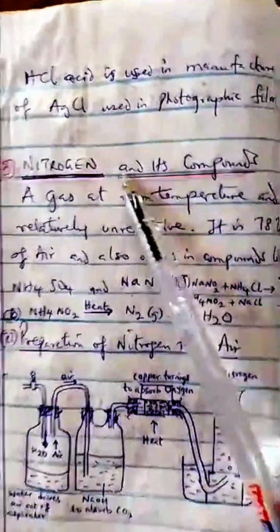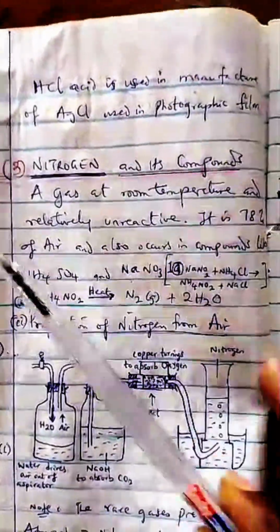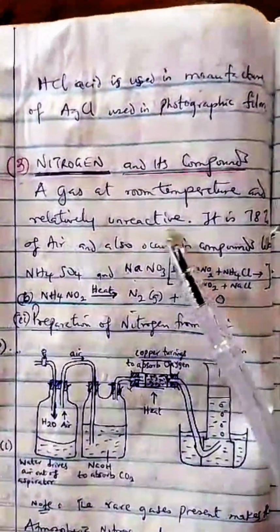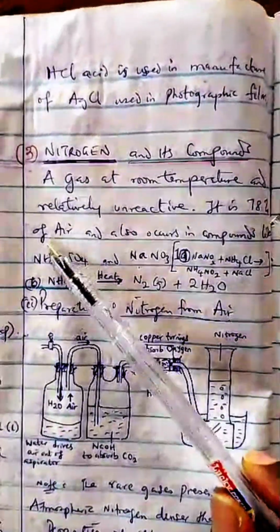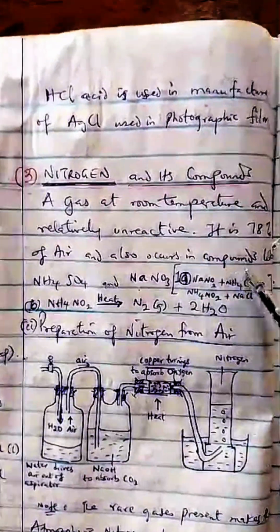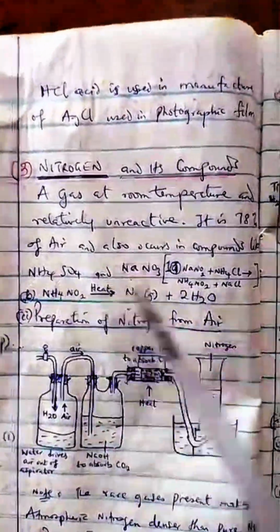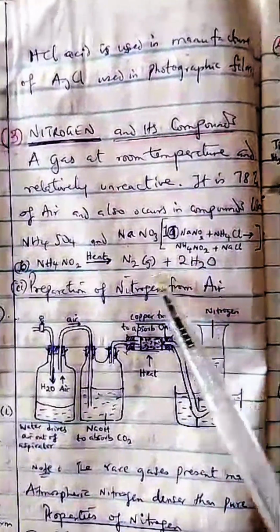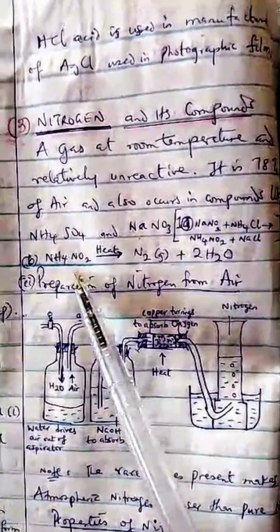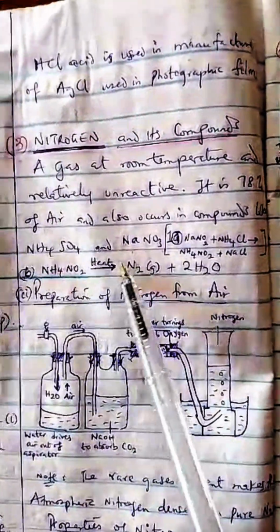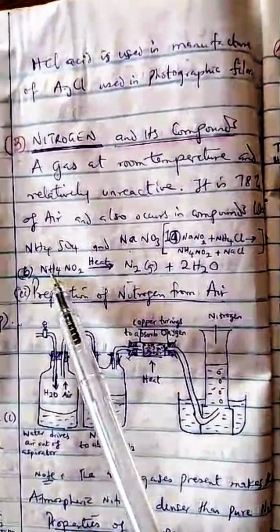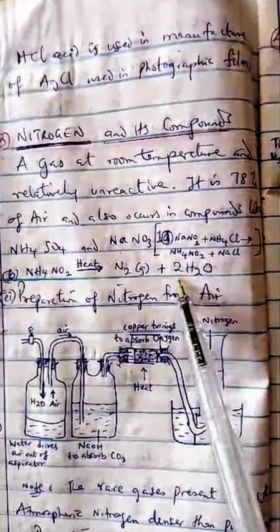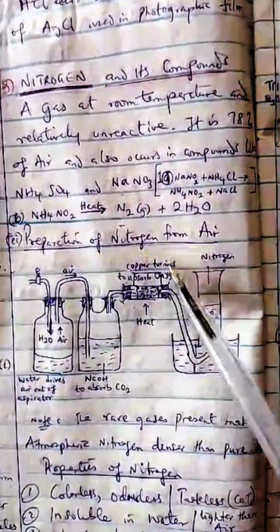All right, let's look at another non-metal, nitrogen. Nitrogen is a gas at room temperature, and of course, it's relatively unreactive. It is 78% of our air, and also occurs in compounds like ammonium sulfate and sodium nitrate. If you heat ammonium nitrate, you get nitrogen gas and water. Now let's look at the preparation of nitrogen from air.